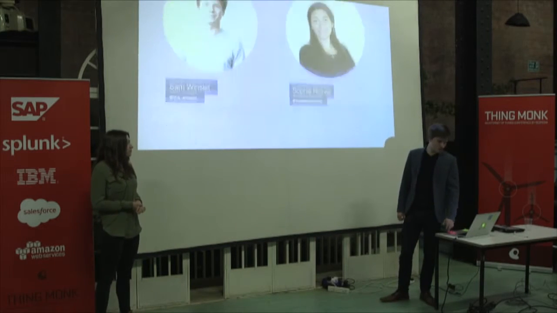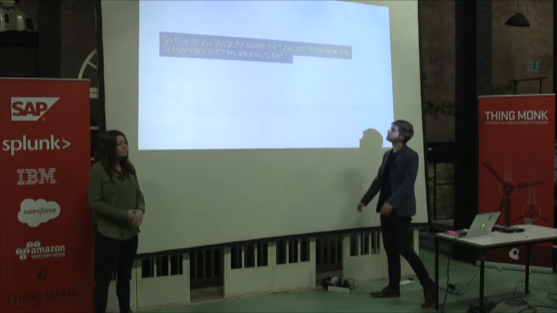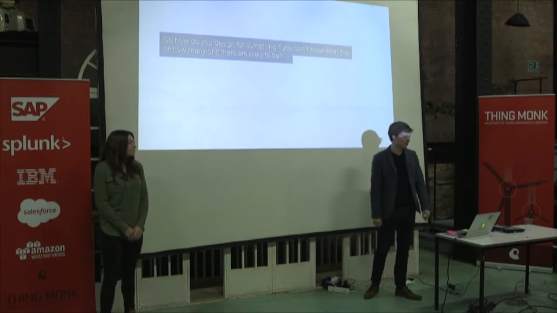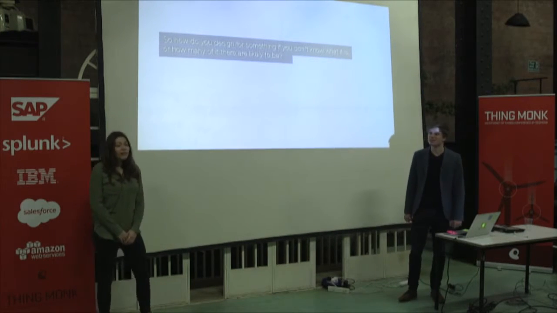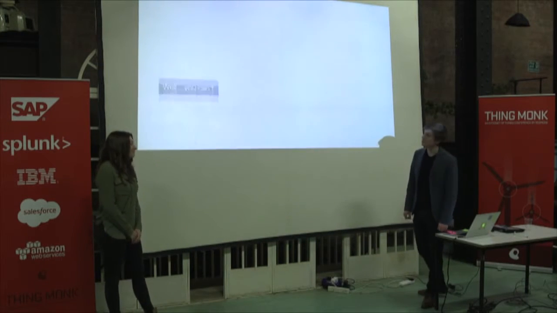Excellent. So when we talked about that 2 to 2 billion, the real problem we're getting at is how do you design for something if you don't know what it is or how many of it there are likely to be? And we had a long, hard think about this. A really long, hard think about it. And it turns out that, to be honest, well, you can't.